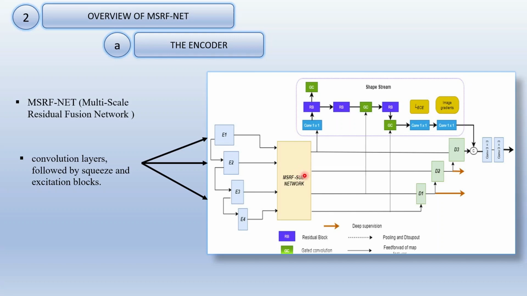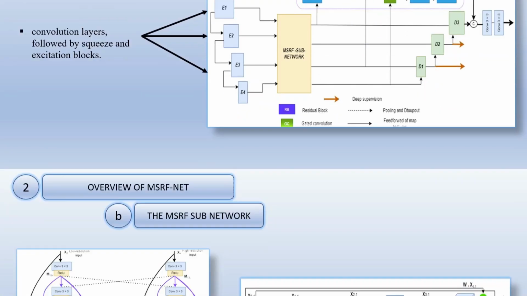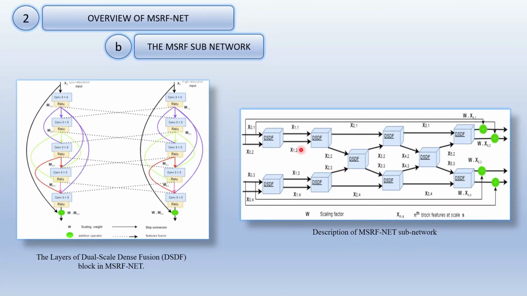Moving forward to the MSRF subnetwork, which represents the core of the MSRF network. The subnetwork contains several DSDF blocks, dual scale dense fusion. A single DSDF block has two streams, one for the high resolution and the other for the low resolution, with the application of successive convolution and leaky activation layers. In a nutshell, the MSRF subnetwork is responsible for capturing composite feature maps by combining low and high resolution in the DSDF block, consequently improving the image segmentation.